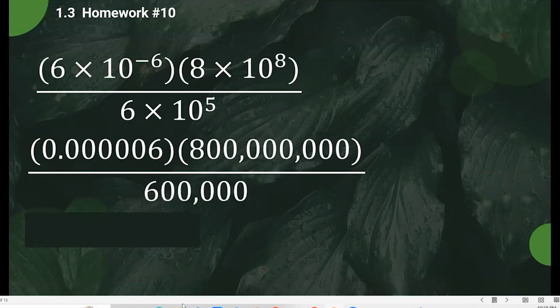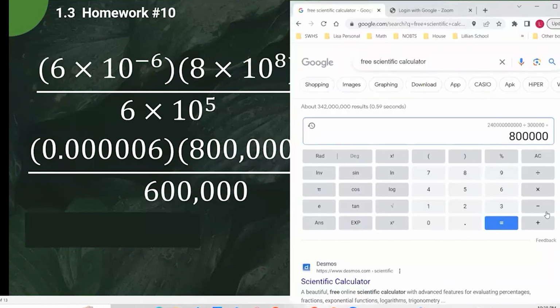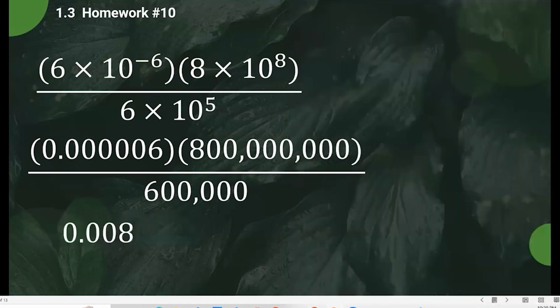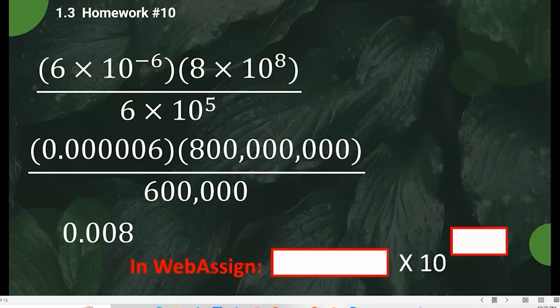All right, then we're going to grab our calculator and clear this out. We're going to do point, 5 zeros, 1, 2, 3, 4, 5, and a 6. And then times 8 with 8 zeros, 1, 2, 3, 4, 5, 6, 7, 8. I'm going to hit enter, and then I'm going to hit divided by 6 with 5 zeros, 1, 2, 3, 4, 5. Enter. 0.008.